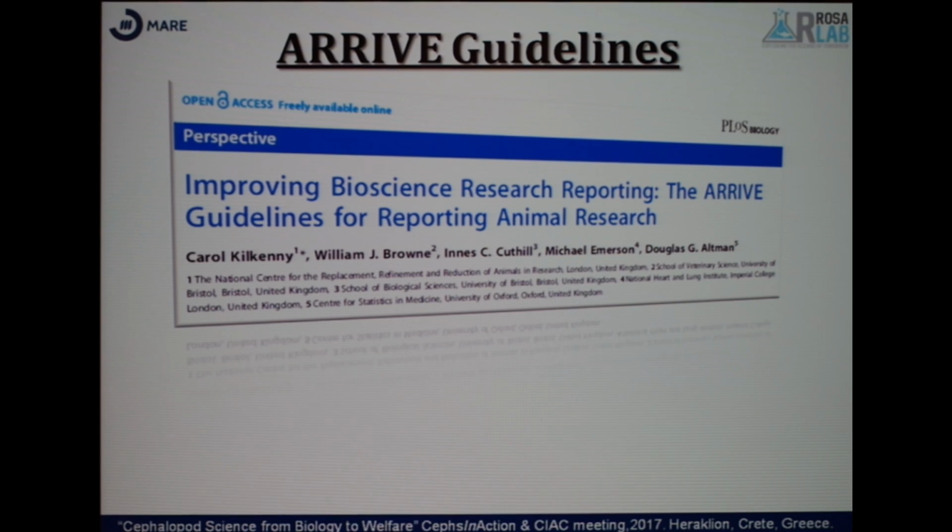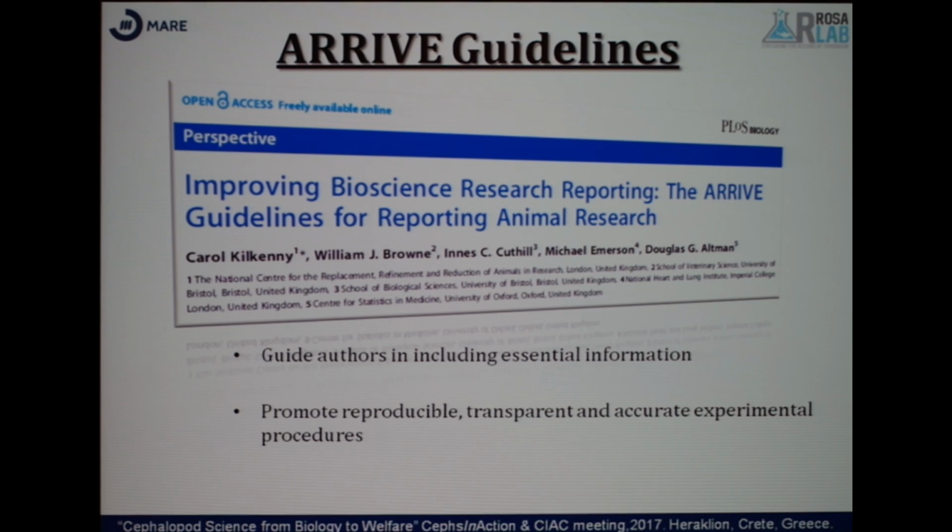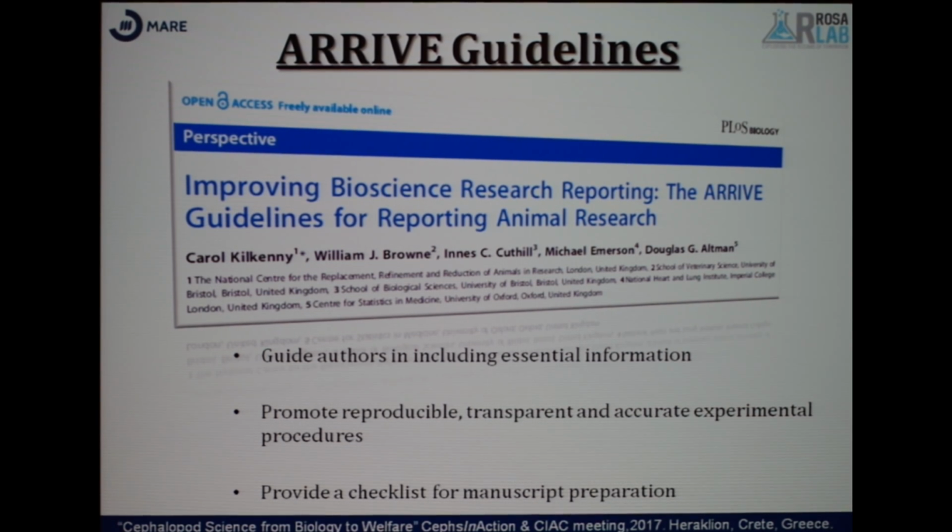So another source for possible standardization are the ARRIVE guidelines that were published in PLOS Biology in 2010, I believe. They are not meant to cut down the creativity of research, but they are meant to guide authors in presenting their essential information in the paper. They are meant also to promote reproducible, transparent, accurate experimental procedures that can also be tested in other populations and other maybe unseen species, to evaluate interspecific and intraspecific variation.